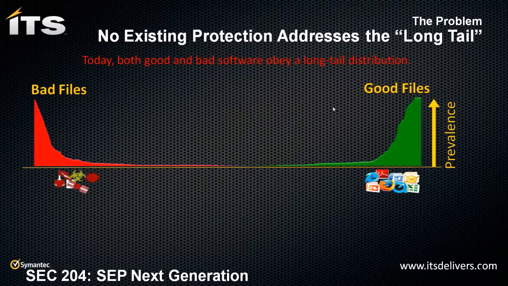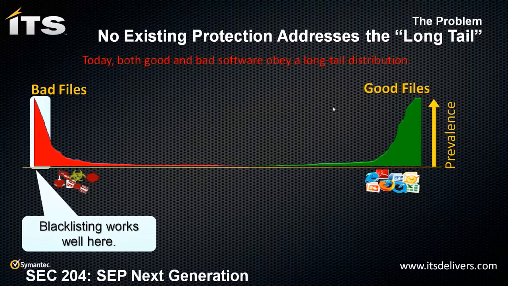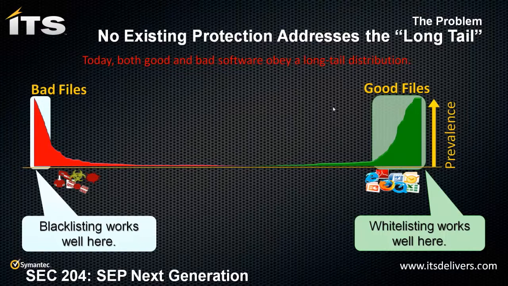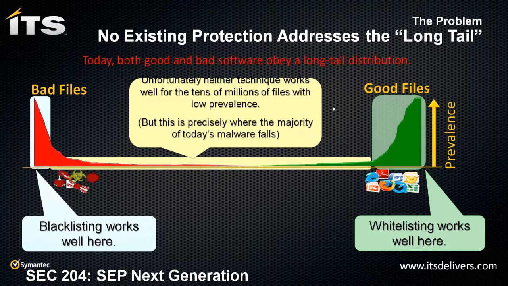So if we could address one of these issues, we'll miss this whole, what we call the long tail, right? So we have very definitive good files, and we can whitelist those, and very definite bad files. So blacklisting works very well on the bad files. These are the files that I want to blacklist. And whitelisting works very well on the good files. So how do we deal with the tens of millions of files that are out there that we don't know exactly what they are? Are they good files? Are they bad files? Where does this fall in?